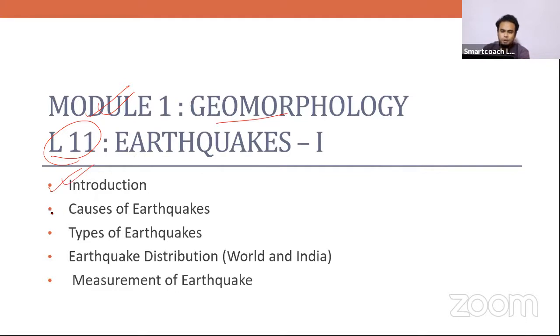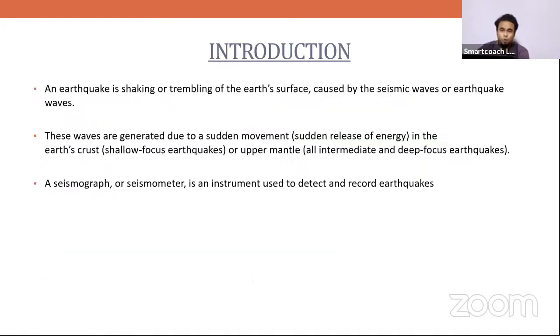Then we will talk about the different causes of the earthquakes. Then we will talk about your different types of earthquakes. Then we will talk about the earthquake distribution in the world and India. And then we will also talk about how we measure earthquakes, right? Now there are two important scales. One is called the Richter scale, another one is called the Mercalli scale, which we are going to talk about. Fine. So let's begin.